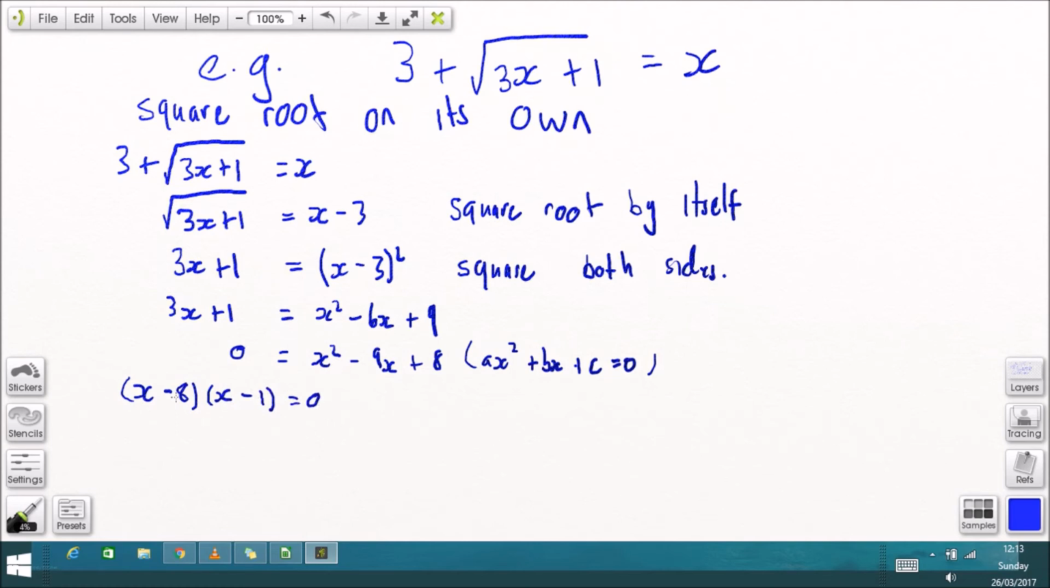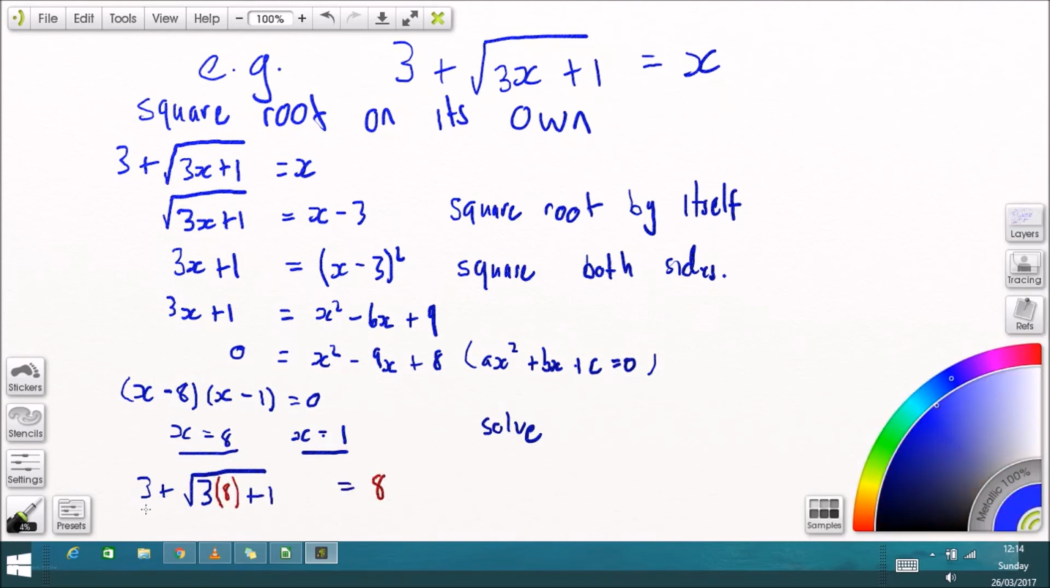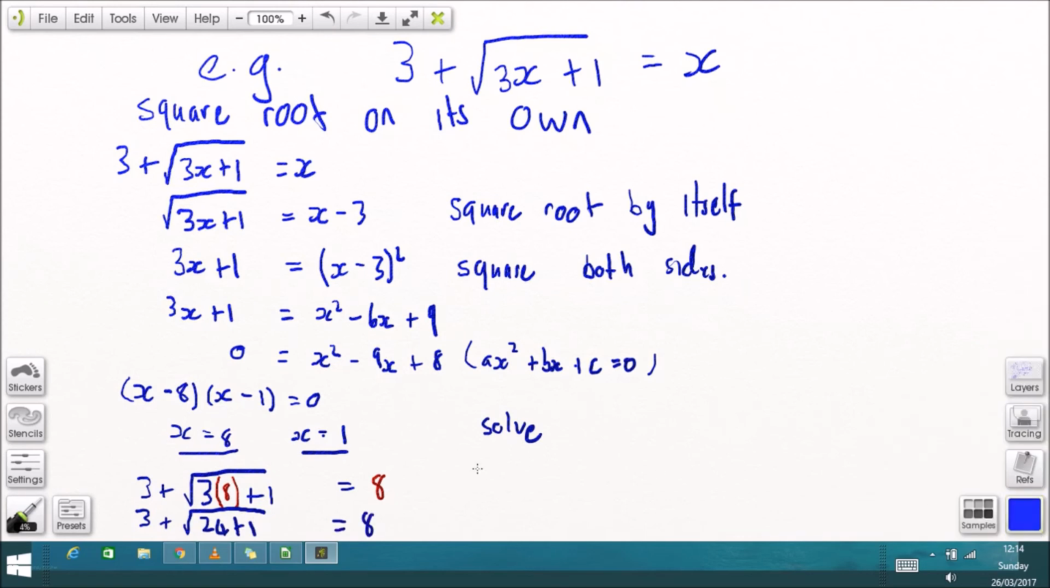Now it's important to realize that when we squared both sides, we weren't exactly keeping the equation the same. If you do the same thing to both sides, it does stay equal, but we have altered the equation just a little bit. So now that I've solved the equation, I need next to check my answers. I'm going to take the original equation, 3 plus the square root of 3x plus 1 equals x, and I'm going to substitute in the first value, x equals 8. So if I put 8 into the equation, that is 3 plus the square root of 25 equals 8. 3 plus the square root of 25 is 5, so 3 plus 5 equals 8.